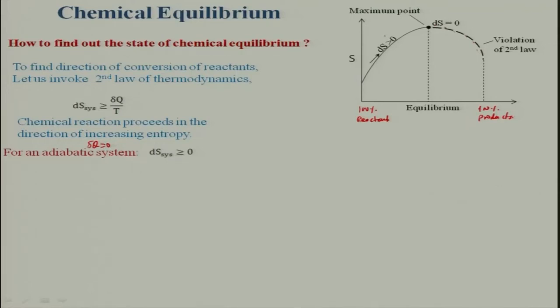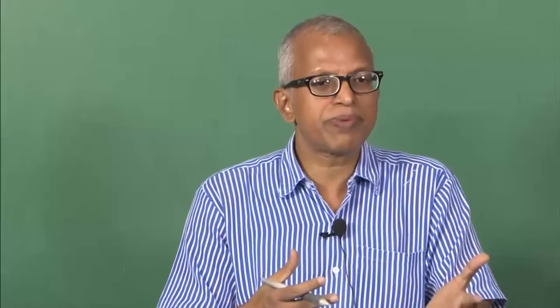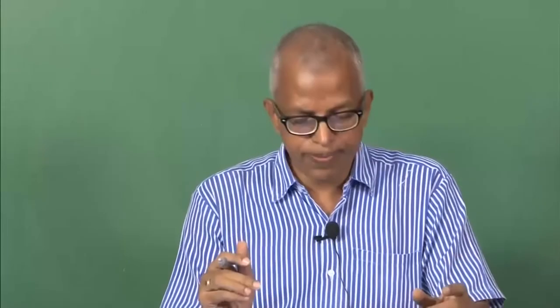But keep in mind that if it is a non-adiabatic system, we cannot really apply this. So then how will we handle it? We will have to look at free energy, Gibbs free energy and Helmholtz free energy. And Gibbs free energy, if you look at it, is G equal to H minus TS by definition, as you might be aware. This Gibbs free energy is a thermodynamic potential. Helmholtz free energy is another thermodynamic potential.